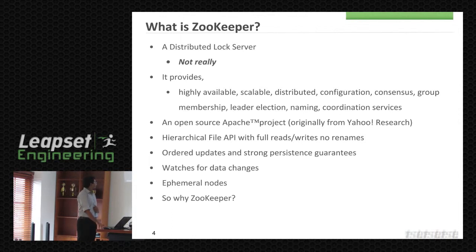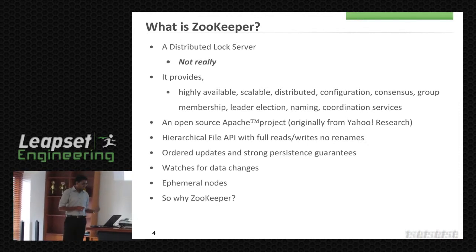The other point is watchers. This provides a mechanism for data change notification. There are clients listening to this cluster, and if one client makes a change, that change is informed to all clients who watch for that particular change. And there is one type of node called ephemeral nodes. We'll talk about that.